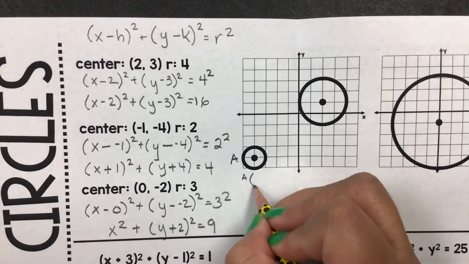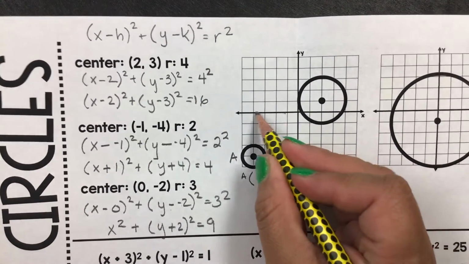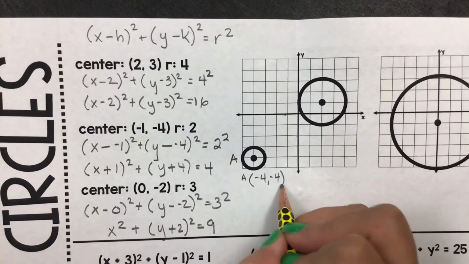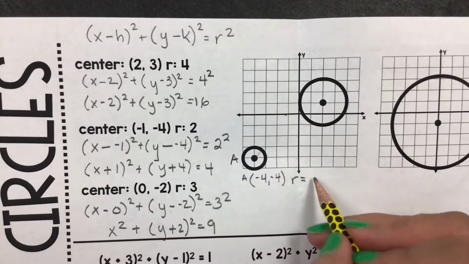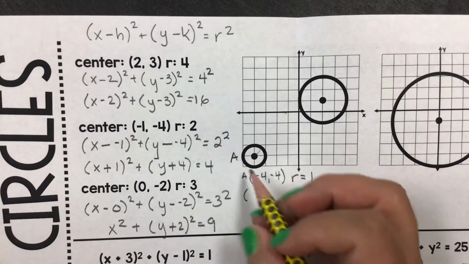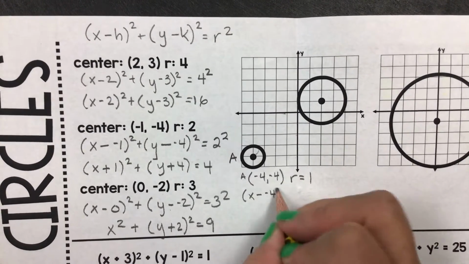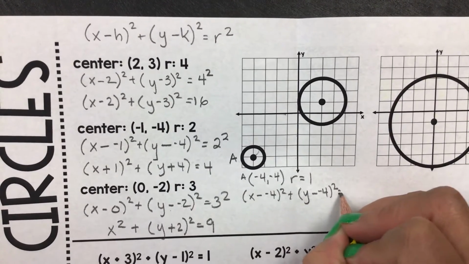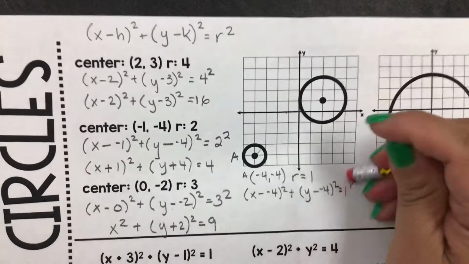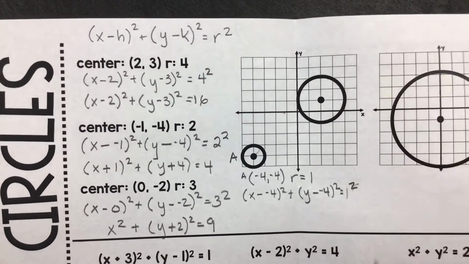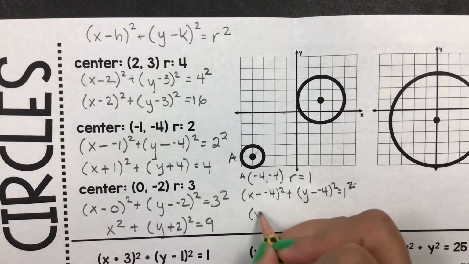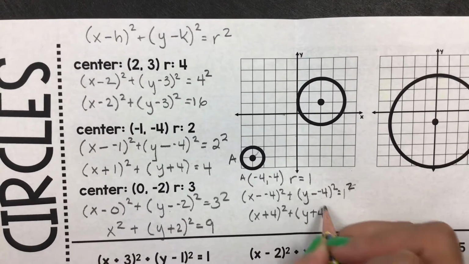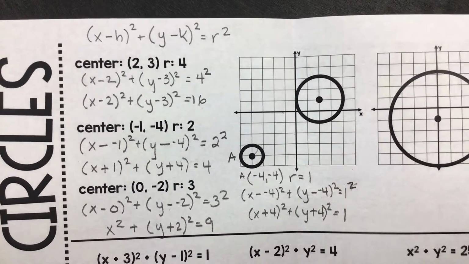All right, so for these, I'm going to call this circle A. So for A, we have the center is 1, 2, 3, 4, negative 4. And the radius, we can just count, would be 1. Plug it into the formula first. X squared minus negative 4 squared plus y minus negative 4 squared is equal to 1 squared. When we simplify that out, that just looks like we switch the signs. And 1 squared is 1.